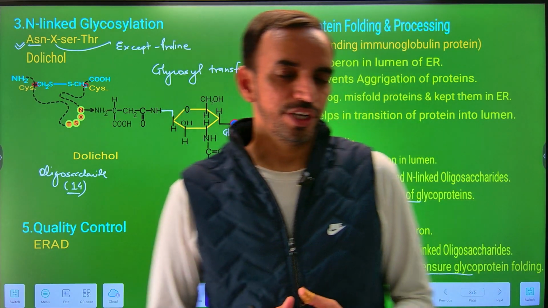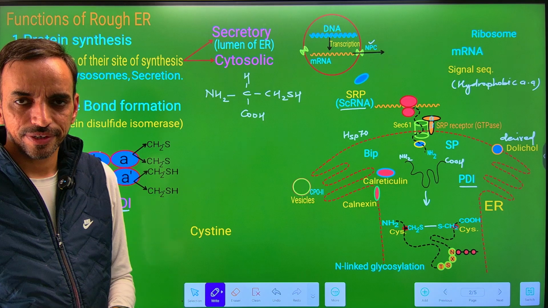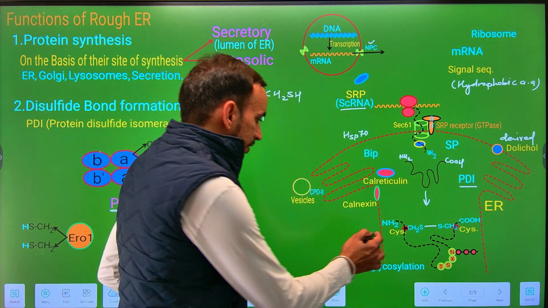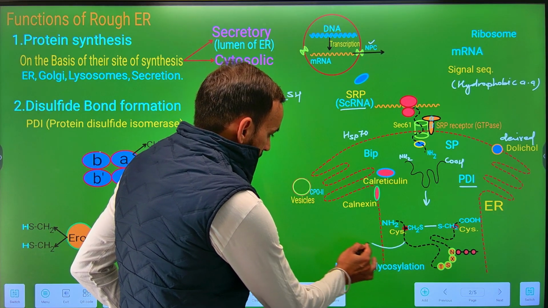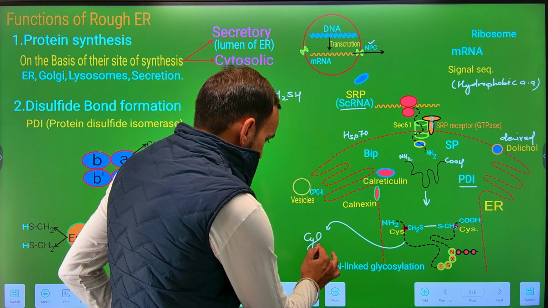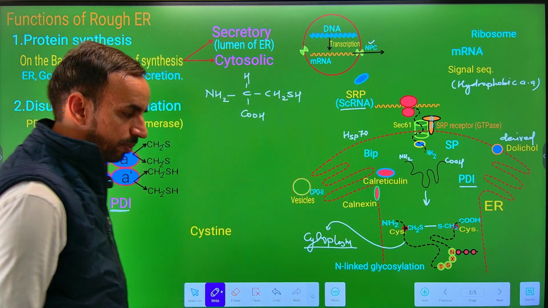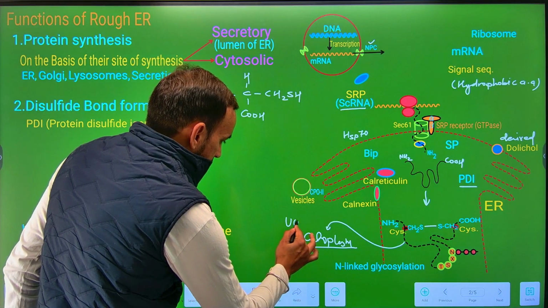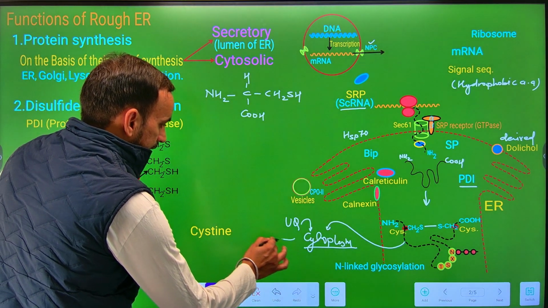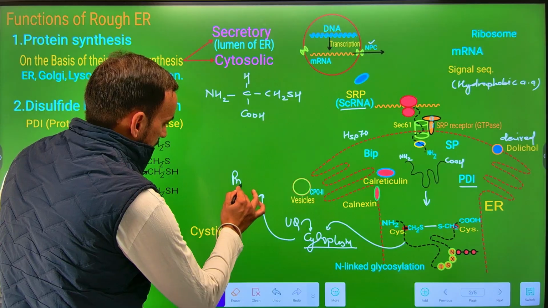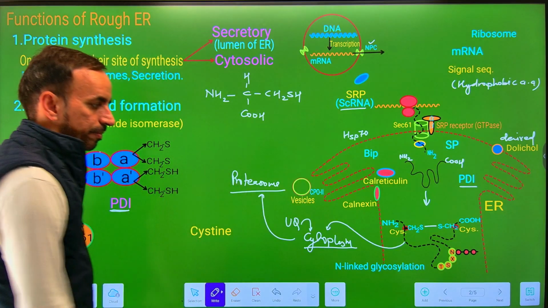Because if there is a misfolding of protein, if some of the proteins get misfolded or misglycosylated, उस condition में क्या होता है, these proteins are sent into the cytoplasm, and within the cytoplasm there is an addition of ubiquitin on these proteins, and then these proteins are sent to the proteasomes for their degradation. आगे बात करेंगे.